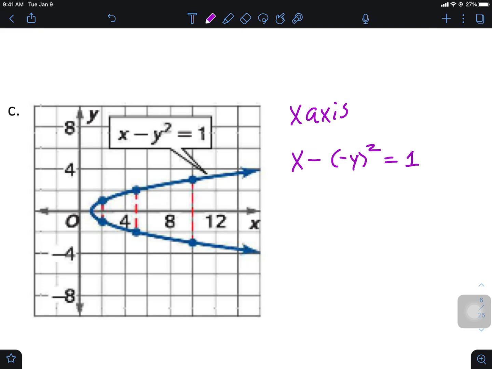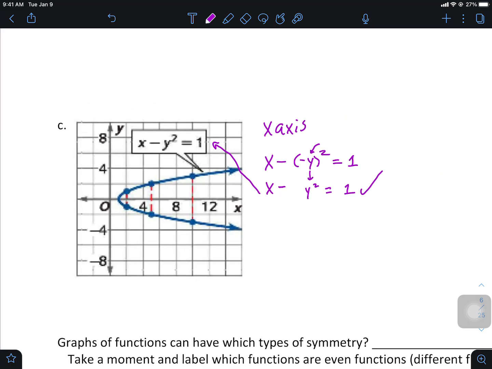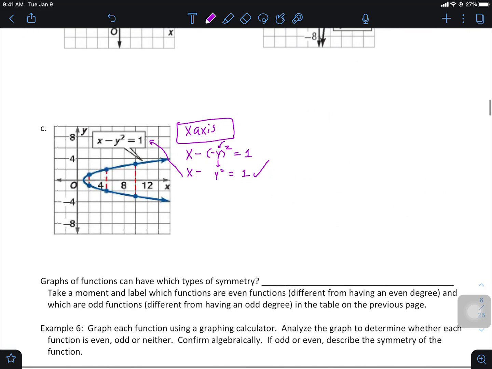Let's talk about why the algebra works. Sorry about the bell. So here we'll square the negative y right here, and what's weird about this, that becomes positive y squared, but then you got minus. So it does wind up coming back to what we started with right here. So we're good to go here. This is x-axis symmetry.